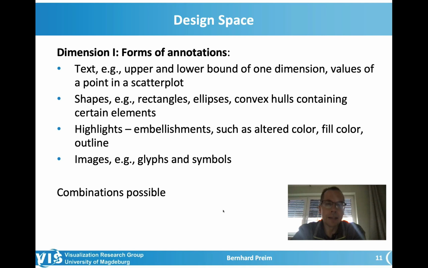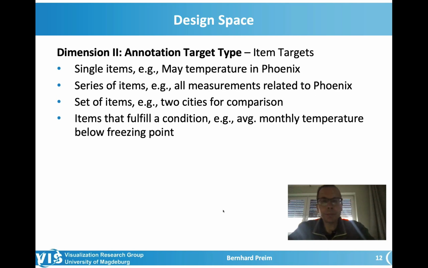Then there are highlights, so-called embellishments. You could change colors and outlines in order to annotate something. Also, images may be used, like glyphs or symbols. Arrows, for example, would also fall in this category. Of course, it's not necessary that you decide on one type of annotation for a particular item in the data, but you could combine several of them.